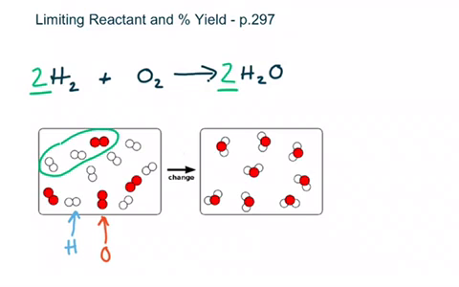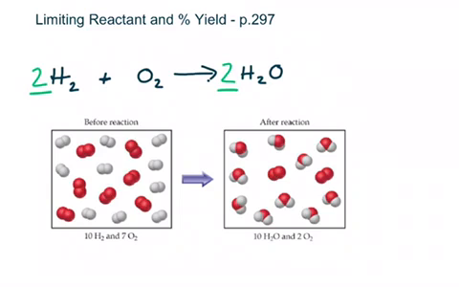So for example, these 2 molecules of hydrogen and this 1 molecule of oxygen can react to form 2 molecules of water. And in this case, because we have the exact ratio of 2 hydrogens per every 1 oxygen, when we look at our products, we see that all of our reactants have been converted to water, and there's nothing left over.